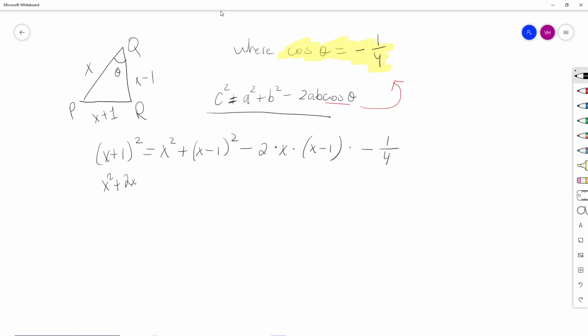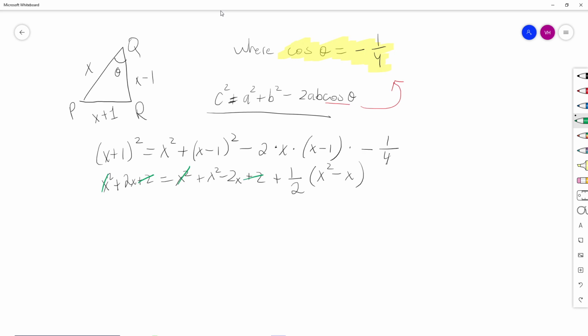x squared plus 2x plus 1 equals x squared plus x squared minus 2x plus 1, plus 1/2 times x squared minus x. Wait, where am I? Plus 1, not times, sorry. Let me erase that. Let's keep this 1/2 x squared minus x alone, and let's simplify what we have over here. x squared and x squared simplifies away. Plus 1 and plus 1 also simplifies.